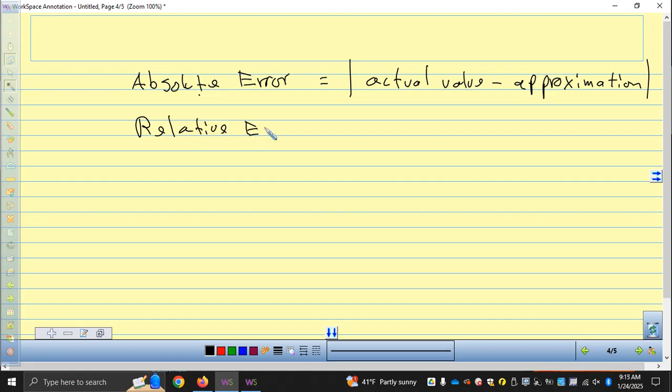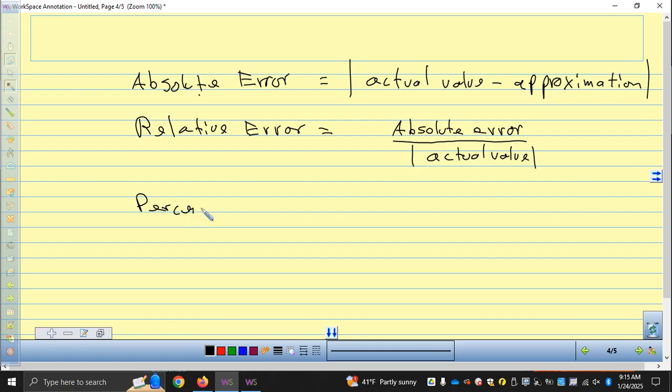The relative error is the absolute error divided by the absolute value of the actual value, the actual value of the quantity you want to calculate. And the percent relative error is the relative error times 100.